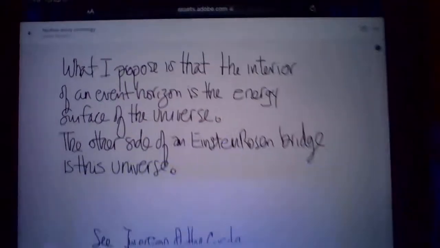Yes. What I propose, oh great. What I propose, I can't even read it back, this is too hard. I need to reset this.